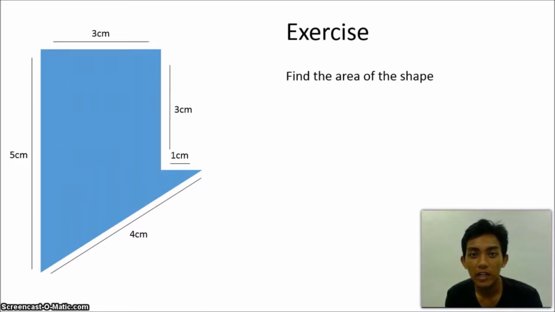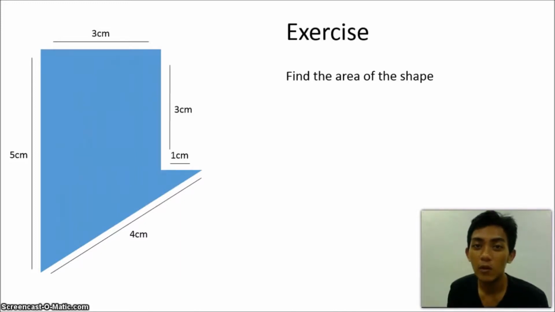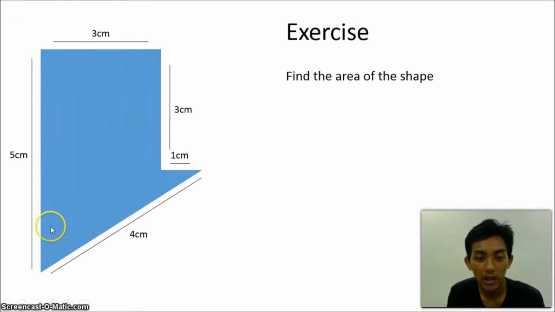Now, in order to find the area of the shape, let us use the lesson that we learned before. So, we know that this complex polygon is made out of two types of shape, the ones we learned: rectangle and triangle. From that, now we can calculate the area of the shape. First, the area of the rectangle.